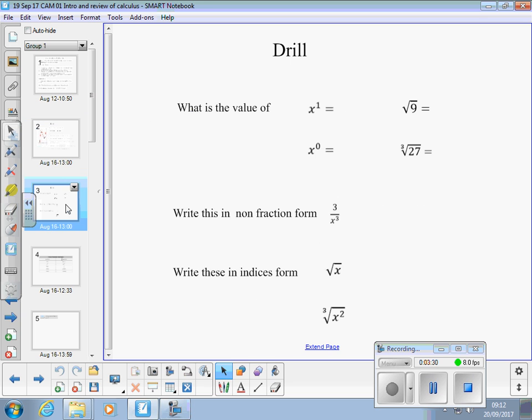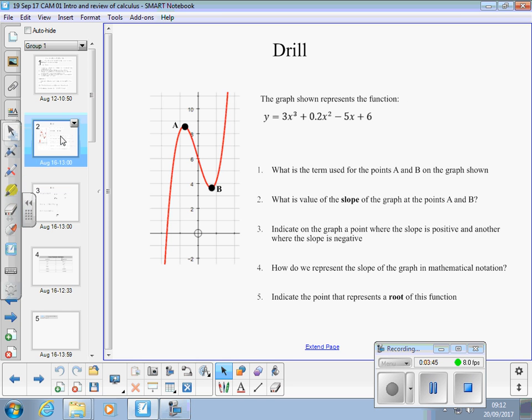And then on the next page, a little bit of a drill around laws of indices, really, and how they work. We need that to be able to do the differentiation that we're going to look at today. So about 5 minutes or so, go see how much of that drill you can cover.